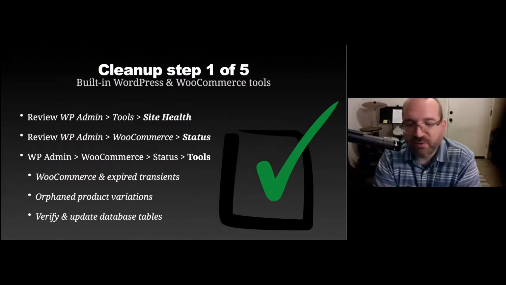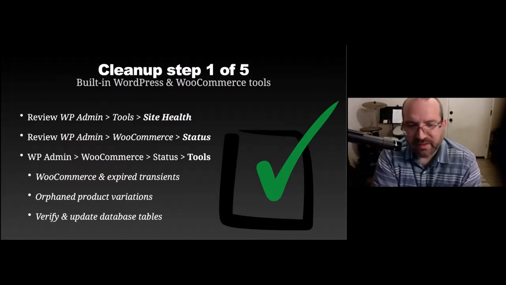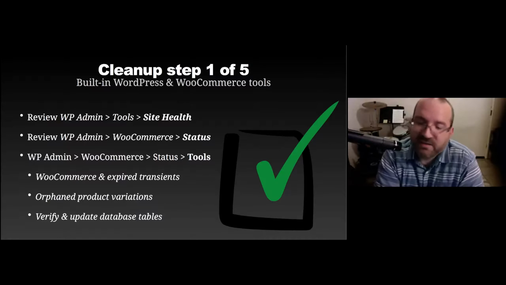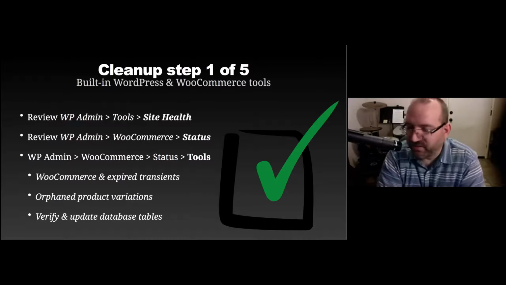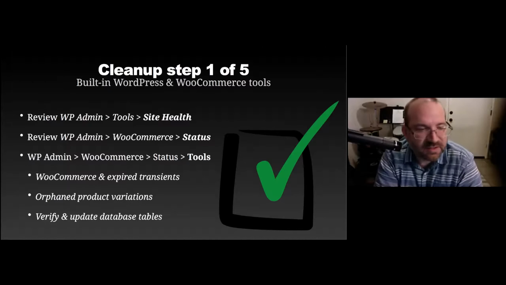And then under WooCommerce, there's a tools section where you can do these last three points here. You can clear out WooCommerce and expired transients. You can see if there's any orphaned product variations, and you can also verify that your database tables are all up to date. And they've got a whole bunch more buttons, like to recount your terms, redo your indexes, all kinds of things that could be useful.